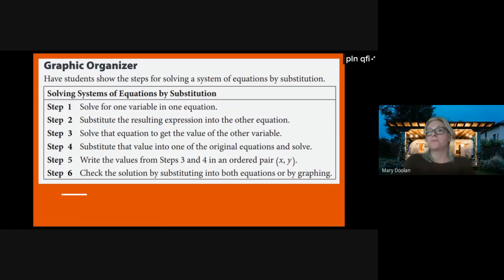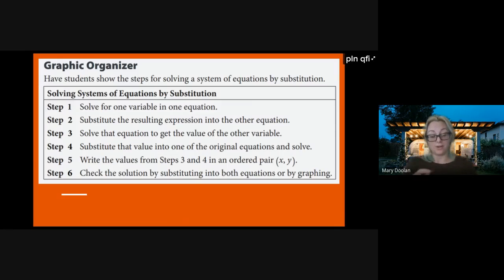So I'm going to teach you all 3 methods. We've already learned graphing. This is substitution. And there's going to be one more method we learn called elimination. You can use any method to solve a system. So sometimes it'll be easier to use one method or the other, but you can use any method to get the answer that you're looking for.